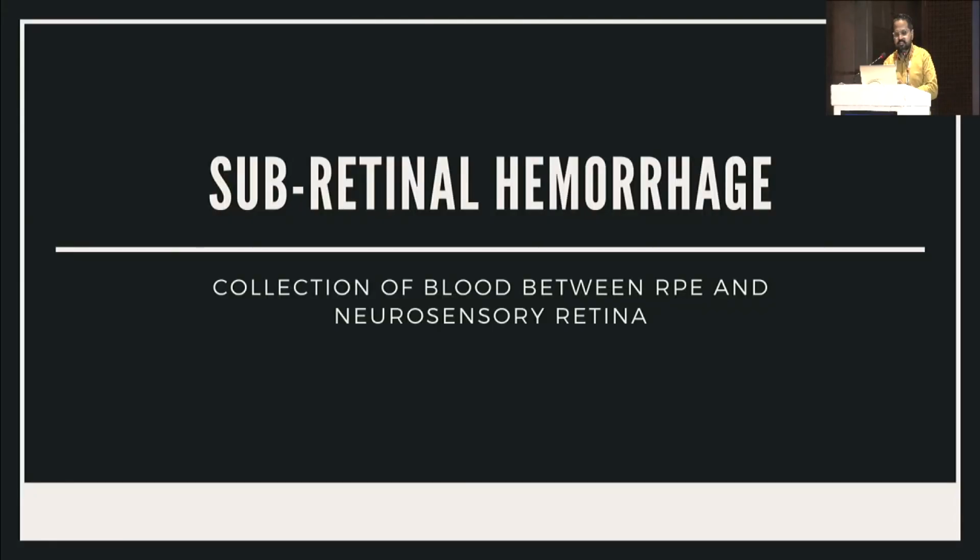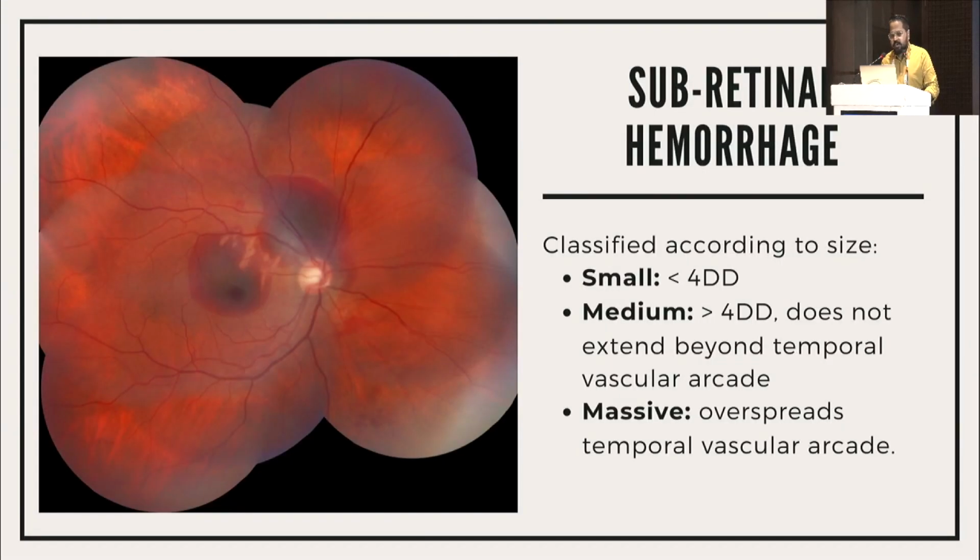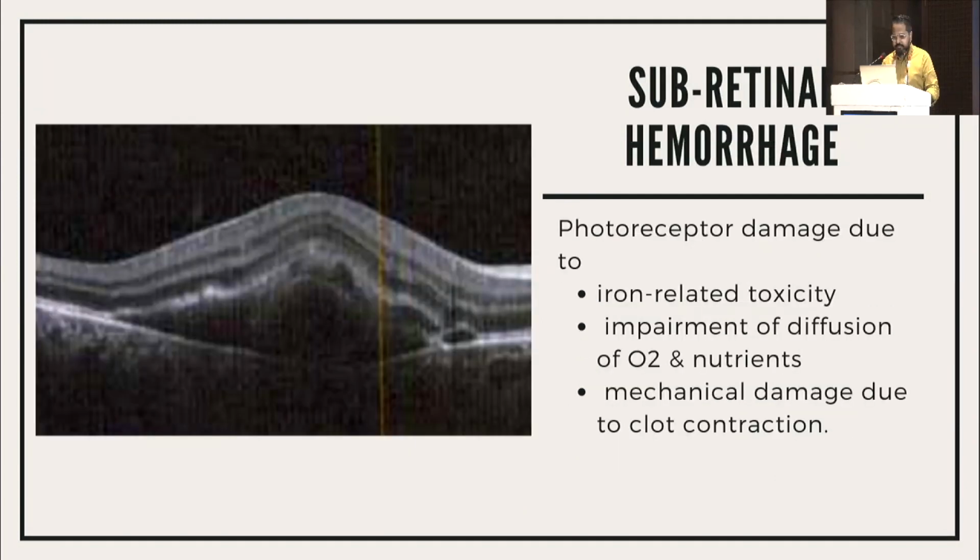Coming to the next manifestation, which is subretinal hemorrhage, a collection of blood between the RPE and the neurosensory retina. Subretinal hemorrhage is classified according to size as small, medium, and massive. Small is less than 4 disc diameters, medium is more than 4 disc diameters but does not extend beyond the temporal vascular arcade, and massive extends beyond the temporal vascular arcade. This is an OCT showing a massive subretinal hemorrhage.